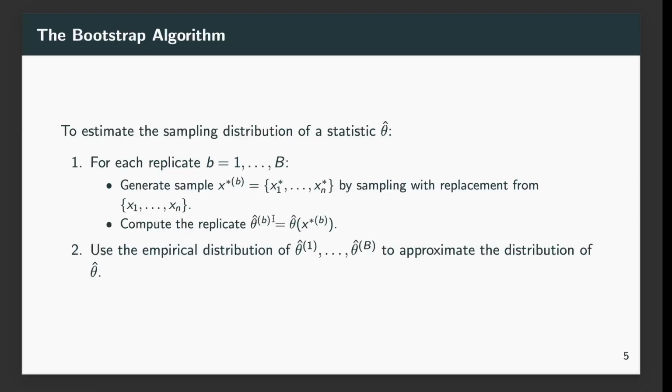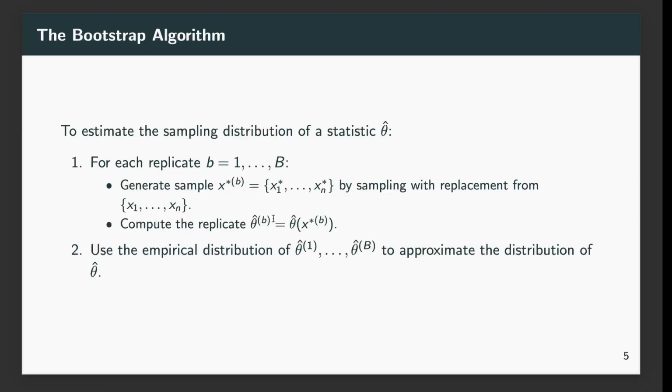And then the second step is that we use the empirical distribution of theta hat 1, theta hat 2, all the way to theta hat B, to approximate the sampling distribution of theta hat. This is what is meant by the bootstrap approximation to the sampling distribution. From this empirical distribution, we can compute the bootstrap estimates of the standard error, and then the bias and confidence intervals, all of which we'll cover in the following slides.